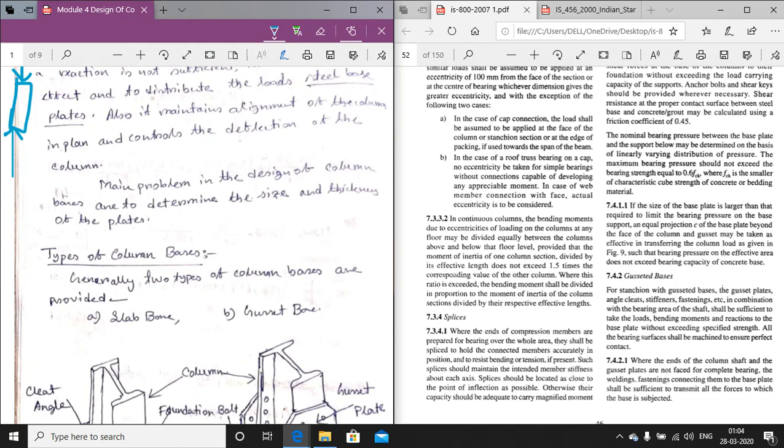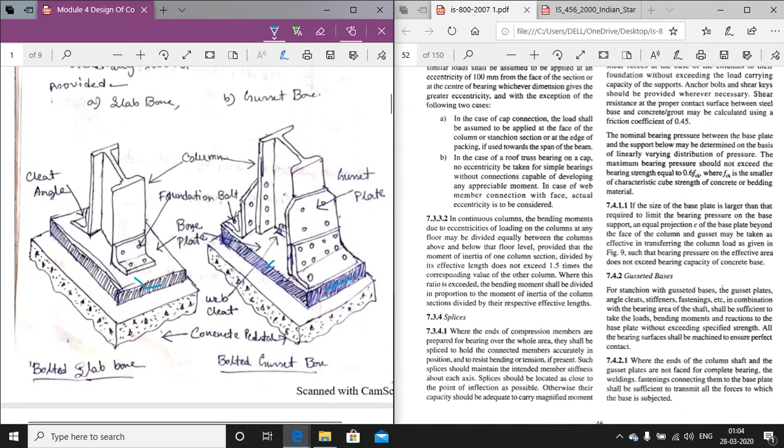In general, the column bases are of 2 types. Number 1 is the slab base, number 2 is the gusset base. These are the 2 pictures I have drawn: a bolted slab base and a bolted gusset base. What is a slab base? Here normally a slab, that means a base plate only, will be provided.